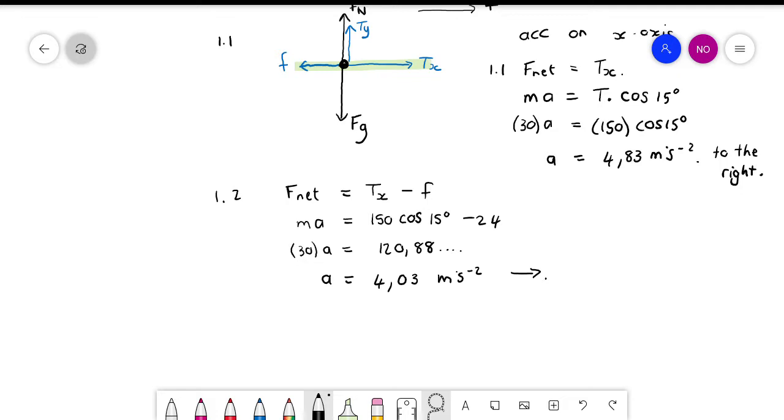Okay. Goed. Nou sê hulle vir ons by 1.3, bereken die koëffisiënt van wrywing as die trekkrag verminder word na 150 Newton toe. Now on that, I just quickly want to remind you of a few things.